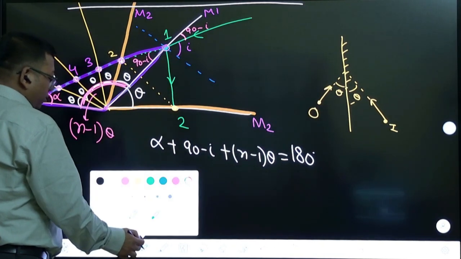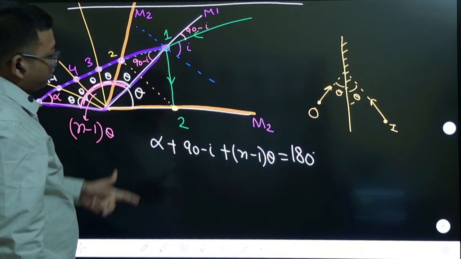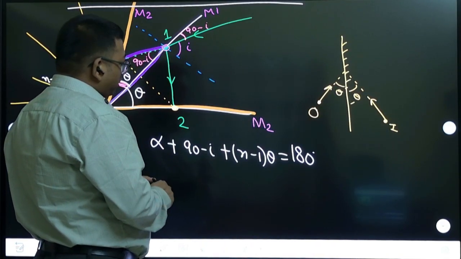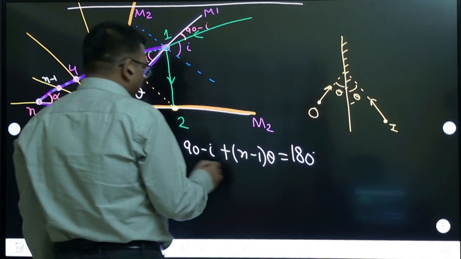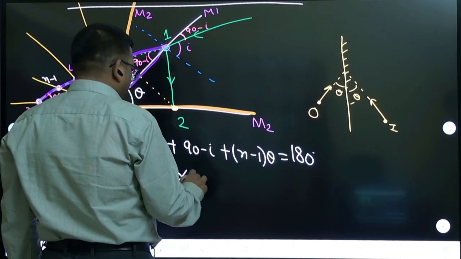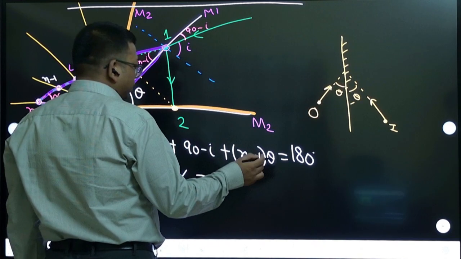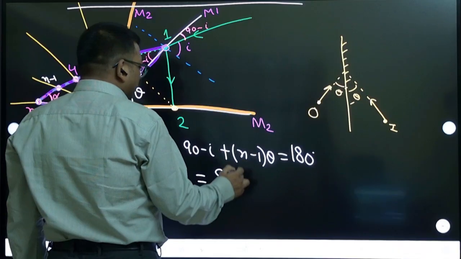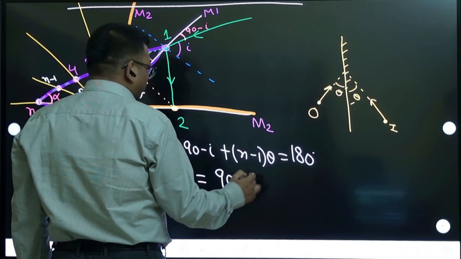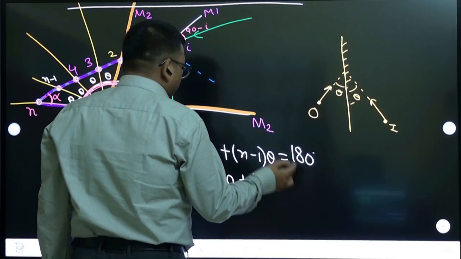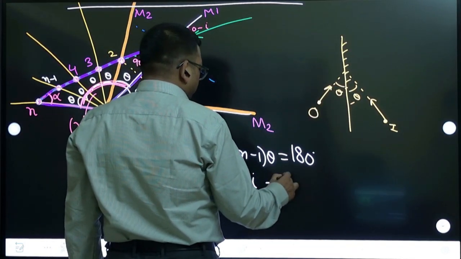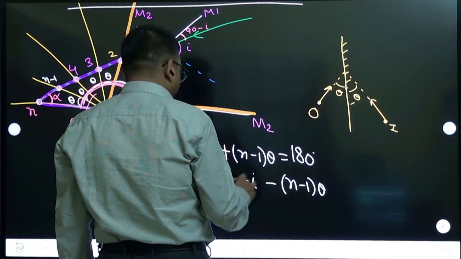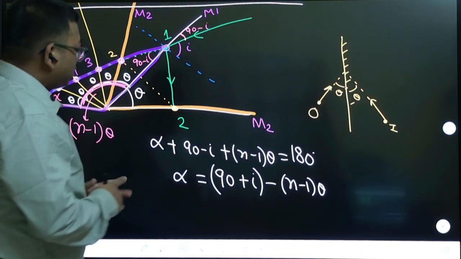What do we want from here? We want alpha. What should be the alpha? So try to calculate alpha from here. So alpha will become equal to, take that side, 180 minus 90 becomes 90. Minus I will become plus I, right? And this will go to that side. It will become minus n minus 1 into theta, right? So we are getting this idea.